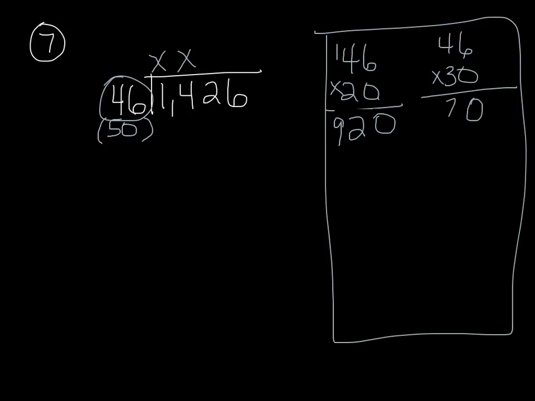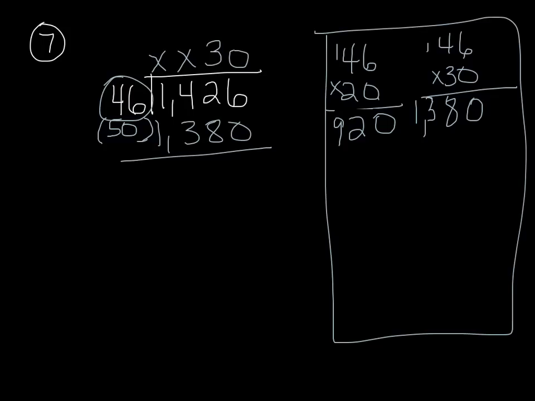6 times 3 is 18. Carry the 1, 4, 8, 12, 13. 1,380. That definitely is much closer, and I don't think I could get any closer. So I can make 30 groups of 46 for 1,380 and subtract that from my original dividend.